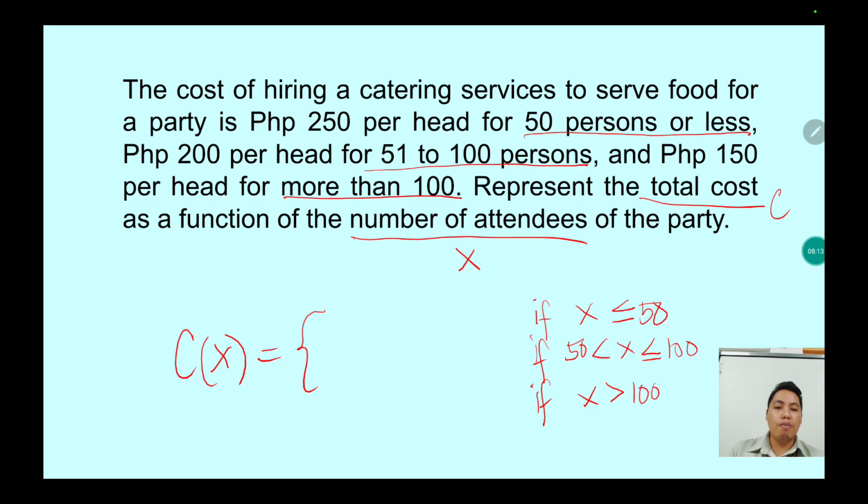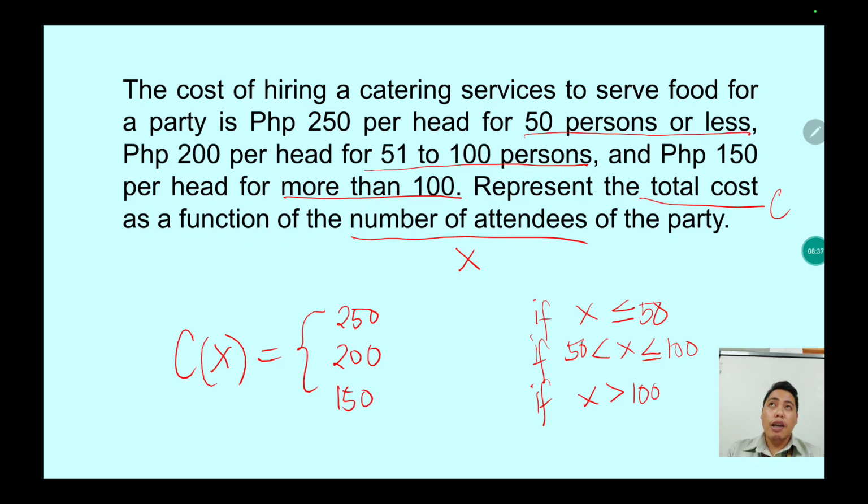So what will be the formula to be used in this different interval of domain, or of our input x? It's stated that for 50 persons or less, 250. Actually, there is no formula needed. This is already a constant function. And then the next one is 200, and then the third one will be 150.